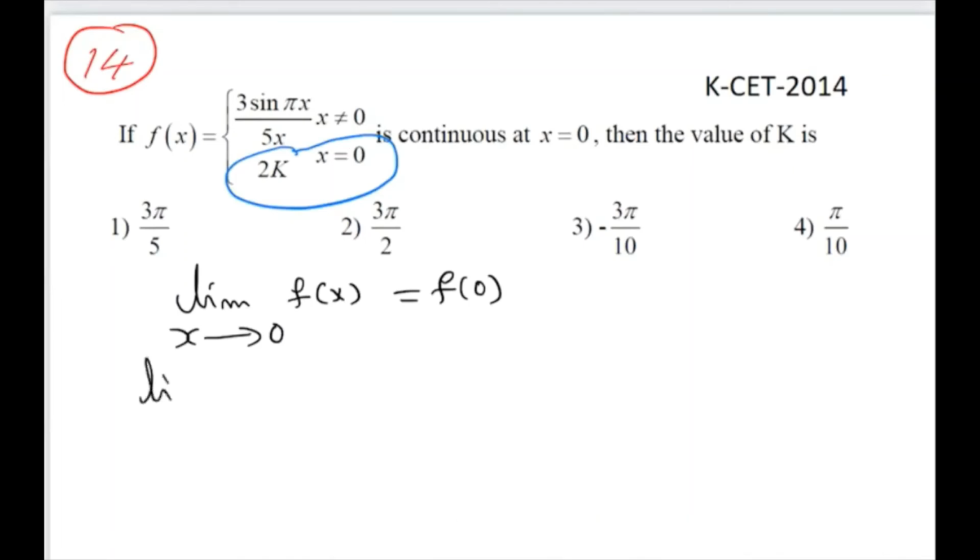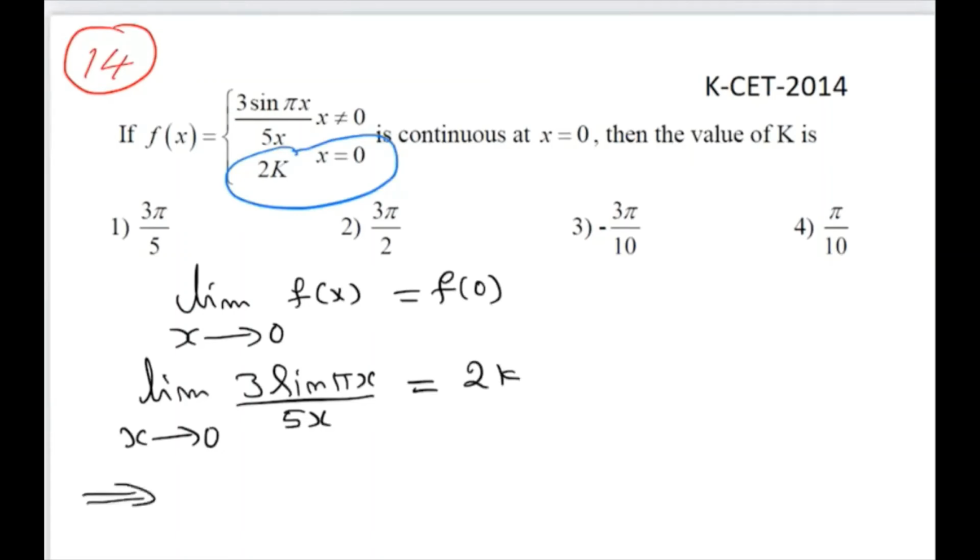Now limit of the function 3 times sine of pi x upon 5x as x tends to 0 is 2k. So what is the value of this limit? Directly you can write this as 3 pi upon 5 equal to 2k. Therefore, k is 3 pi upon 10.